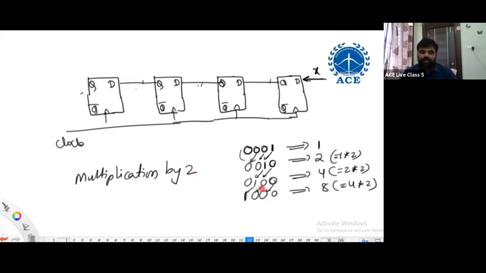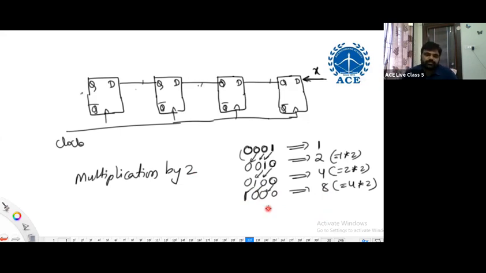If you shift again, what happens? It becomes 0, 0, 0. Then what is it here? It cannot hold 16. With 4 bits, the maximum we can hold is 1, 1, 1, 1, which is 15 only. So the result will be 16, but the result cannot be held with 4 bits.